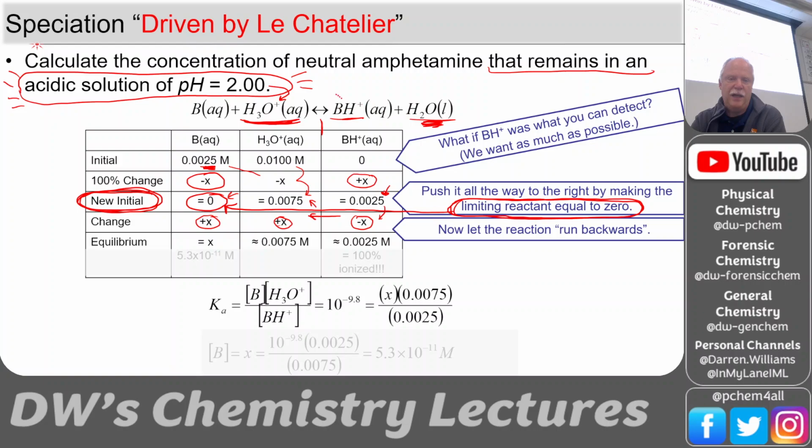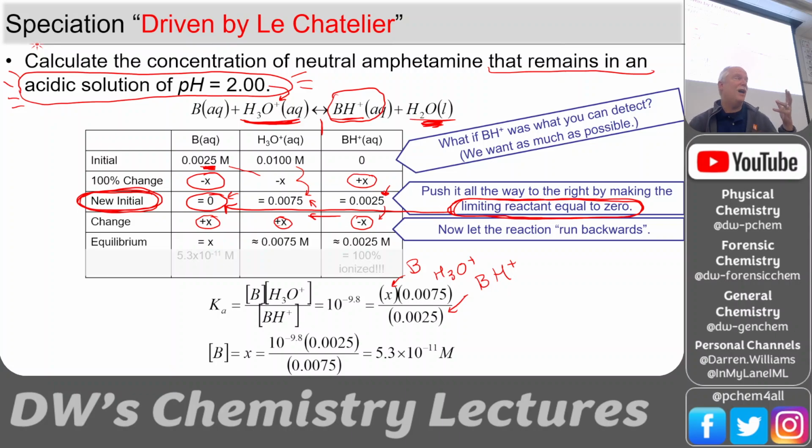Ka, so we're doing that. This is the acid reaction, so this is our A. So Ka is 10 to the minus 9.8, and it's the products over reactants. So it's X times the 0.0075. This is B, this is H3O plus, and this one down here is the BH plus. We put all those numbers in, and we can see that X is a tiny, tiny little number.